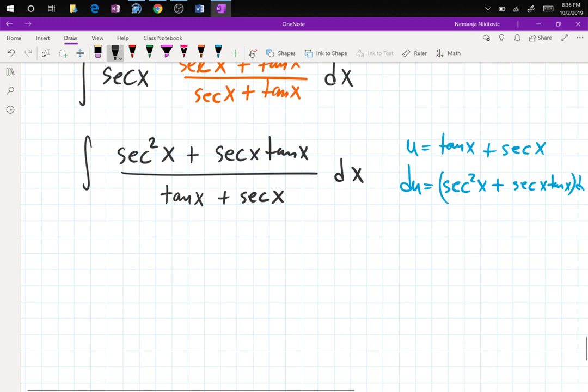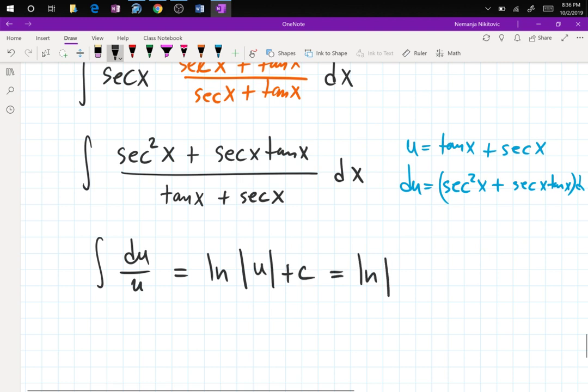So now the whole problem collapsed to du over u. And what is the integral of du over u? Beautiful. ln of absolute u plus c, which gives you the answer for the integral of a single secant, which is secant x plus tangent x plus c, in absolute terms, right?